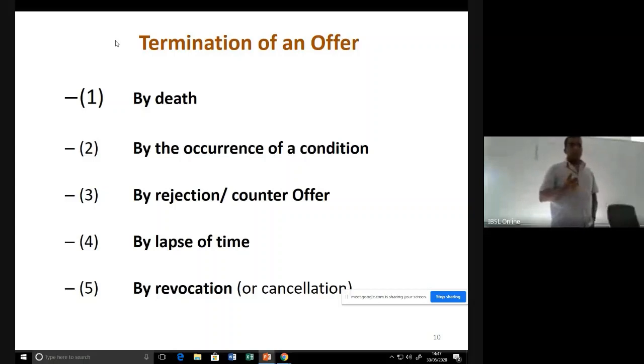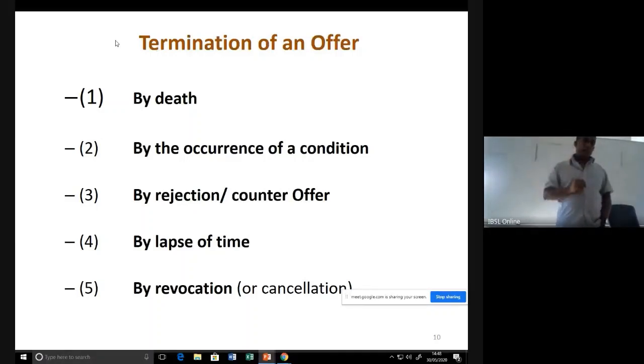For example, I can say, okay, Nimal, I will sell my car for 5 million. If you wish to buy, you have to accept within 7 days, before next Saturday. So that means I have indicated in my offer the expiry date.